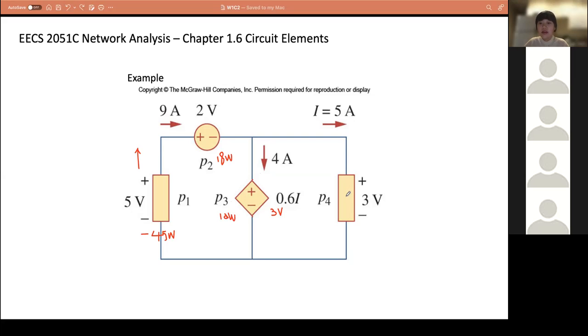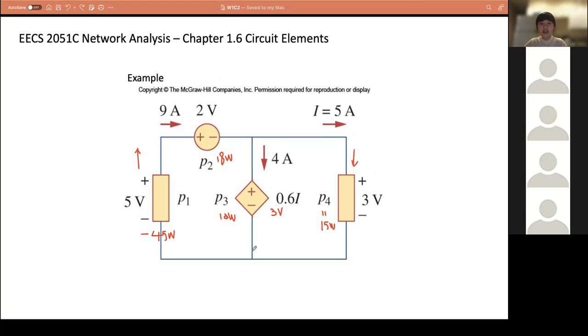Okay, last one, P4. We have current going down here, so the current is going into this element. Then we have a voltage across this element, positive sign up, negative sign down, so positive voltage 3 volts. So P4 is equal to positive 5 amps times positive 3 volts. It's positive 15 watts.